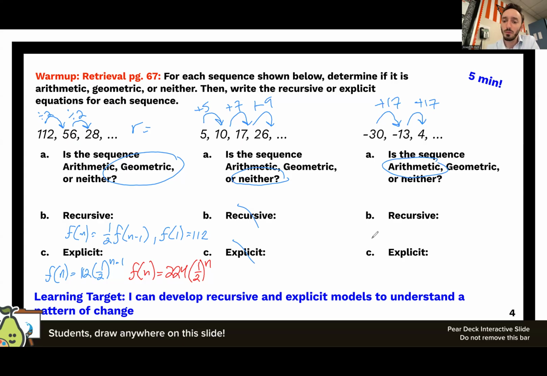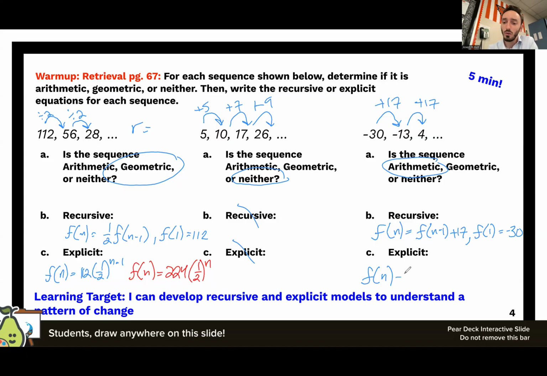So if I wanted to write my recursive equation, I could say that the next term, f of n, is equal to the previous term, f of n minus 1, but I'm just going to add 17 to it. And it's how I step through the process. I also want to specify where we start the sequence. So here, if I have a first term, which is -30, I might write that as f of 1 equals -30.